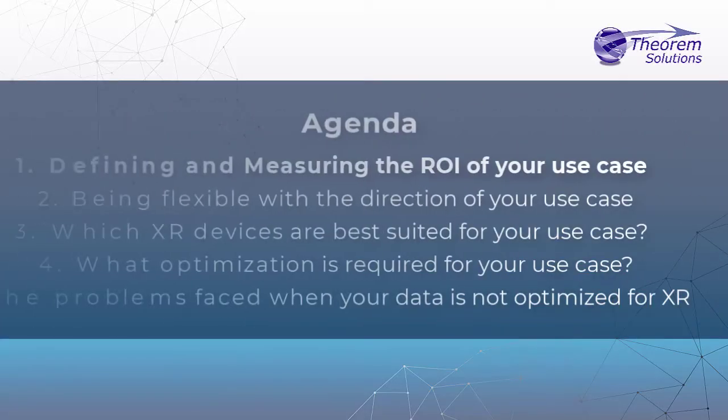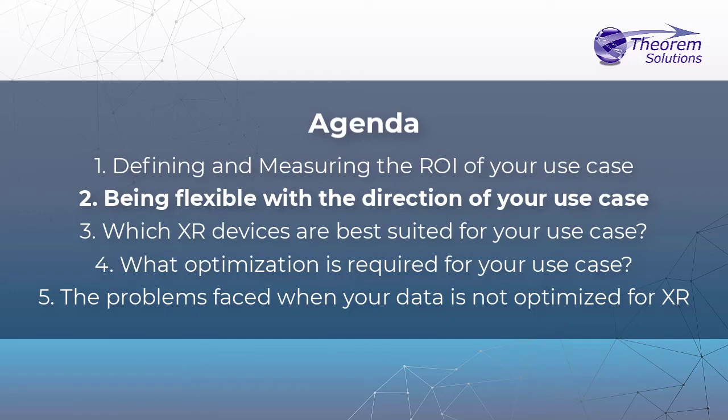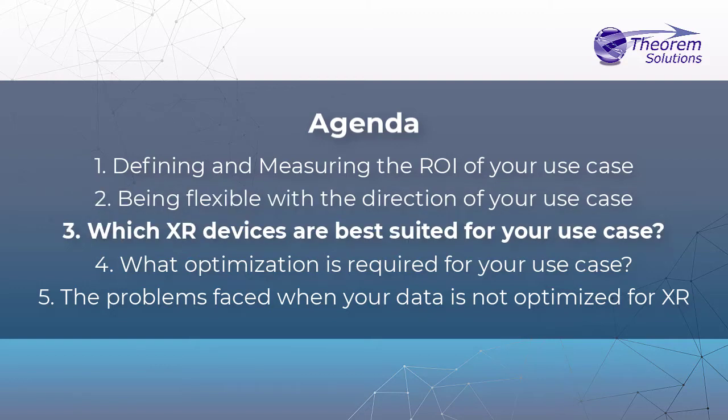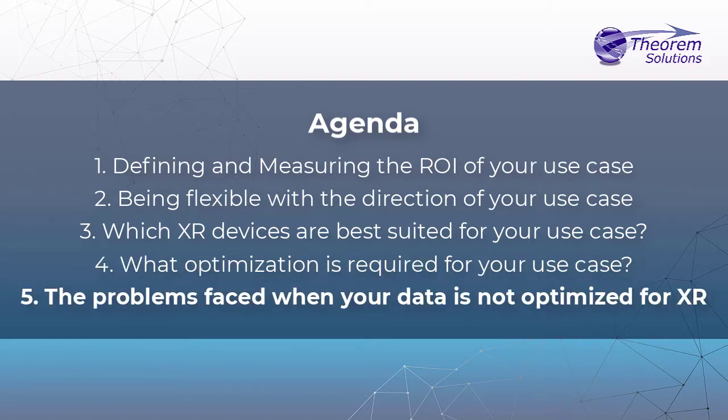We are going to run through some topics. We're going to have a discussion amongst ourselves on how to define and measure your ROI and find the best use case to meet an ROI. Being flexible with the direction of your use case, because we'll go into why you need to be not too defined in what direction you're going in. Knowing what XR technologies are right for your use case, knowing what optimization is required of your data to fit your use case, and the problems faced when your data is not optimized for your XR.